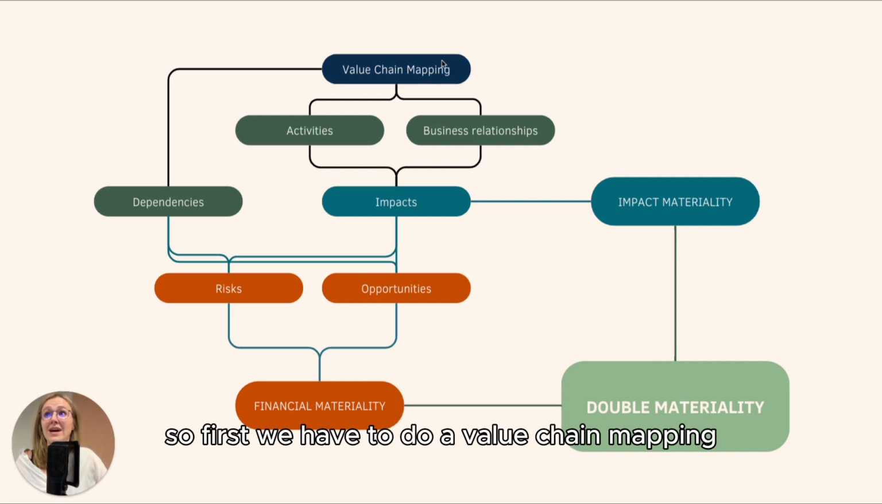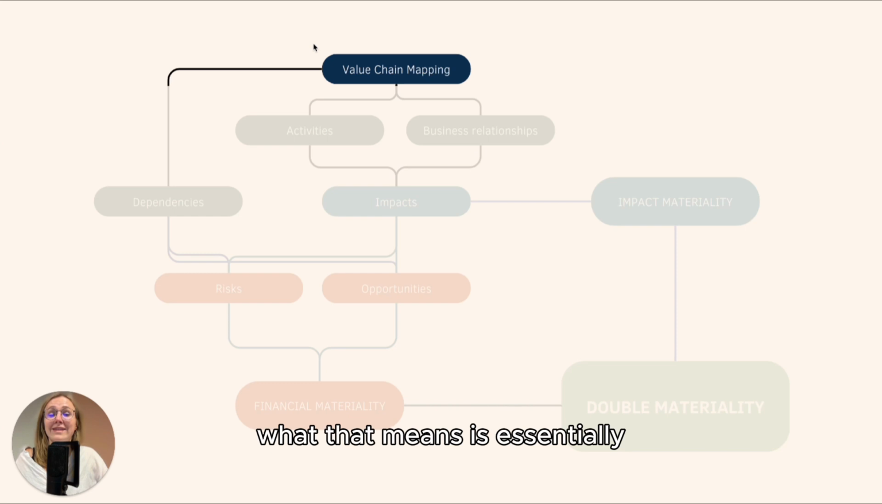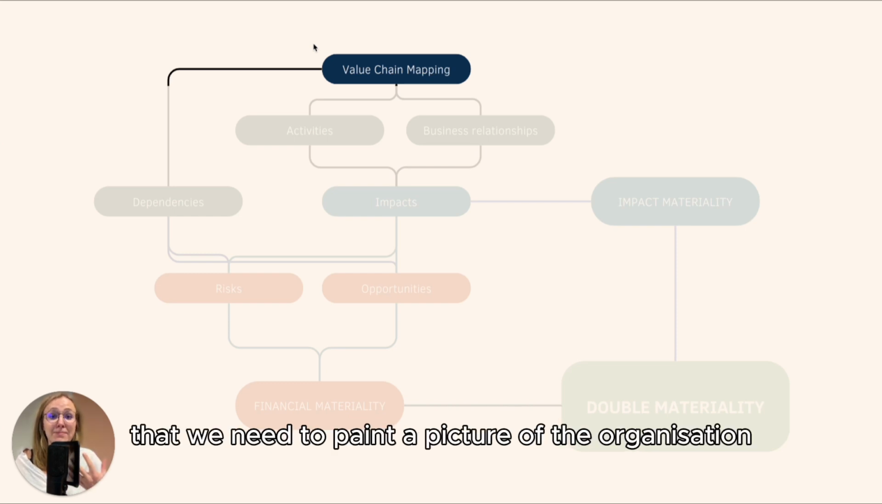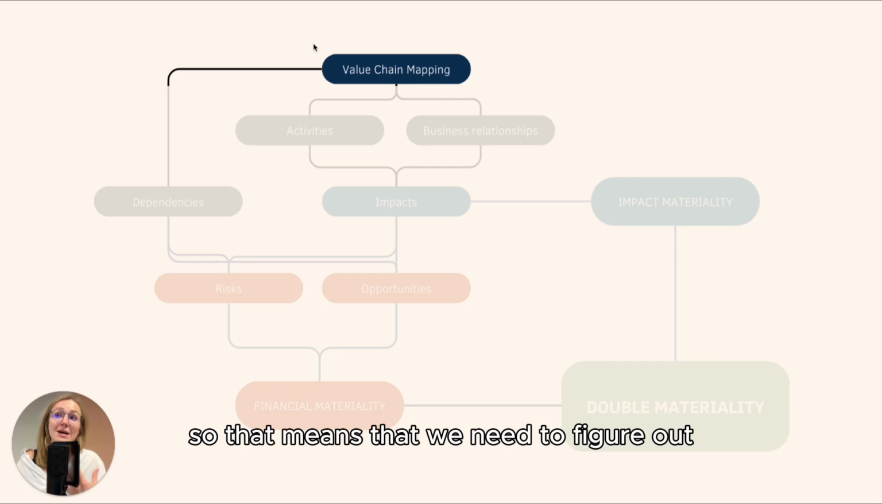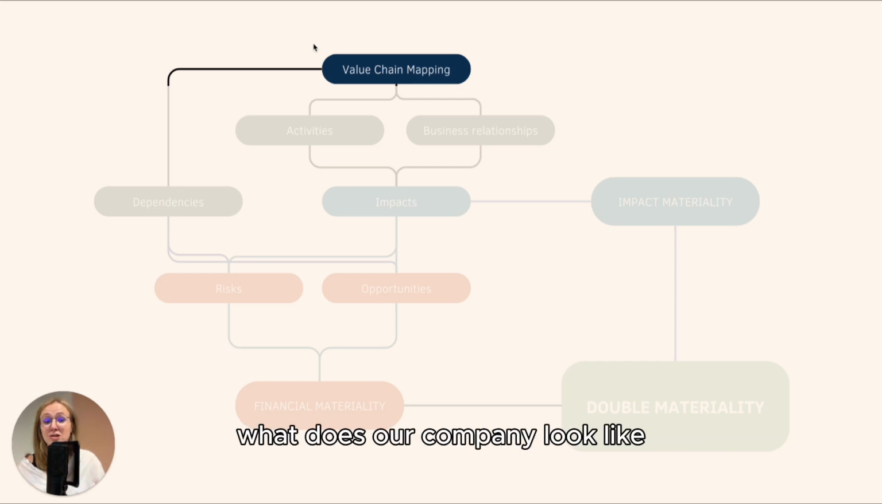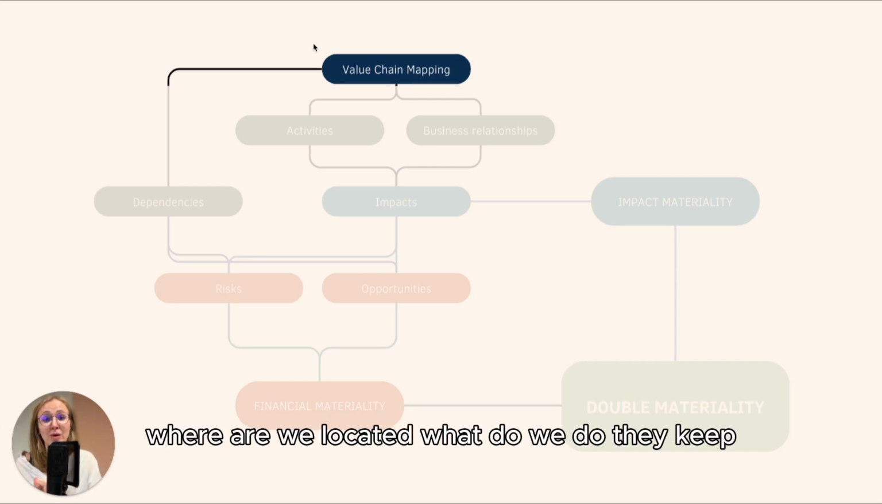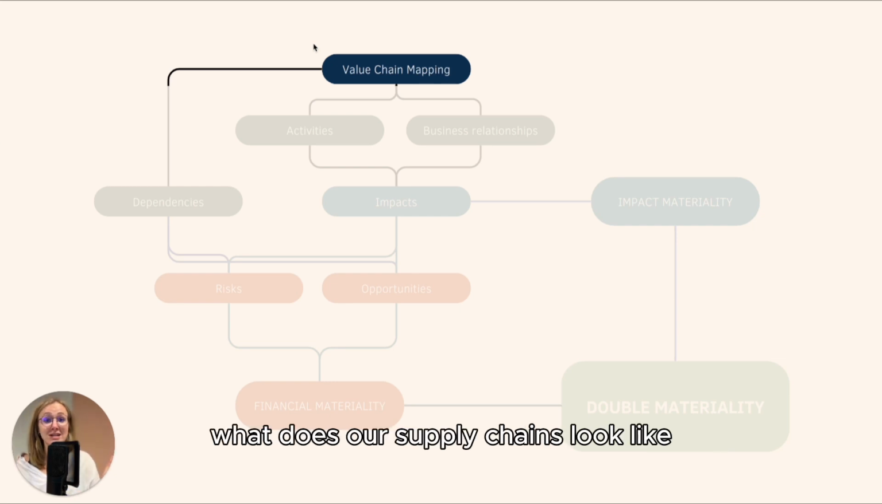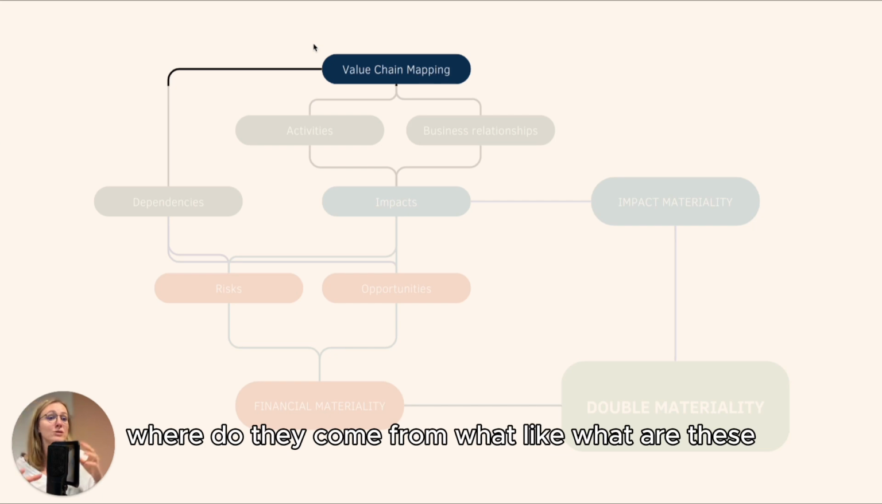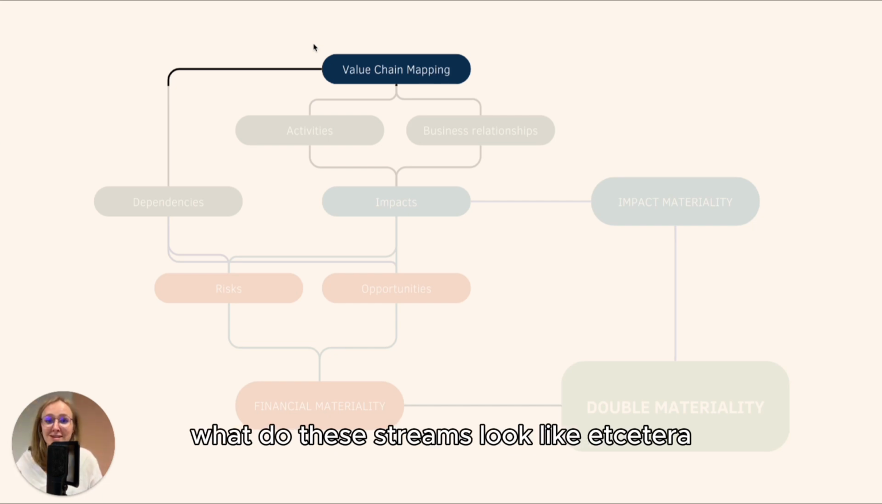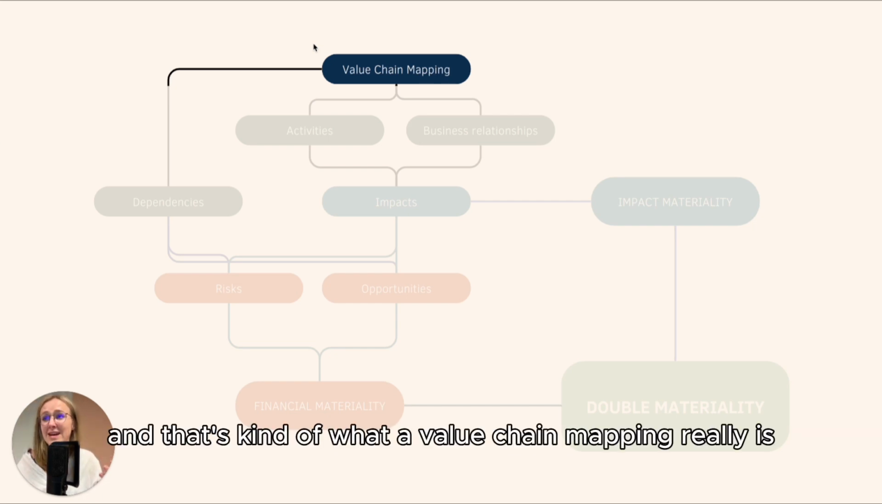So first, we have to do a value chain mapping. What that means is essentially that we need to paint a picture of the organization so that we understand its context. So we need to figure out, what does our company look like? Where are we located? What do we do? What do our supply chains look like? Do we have physical products? Where do they come from? What do these streams look like, etc.? And that's what a value chain mapping really is.